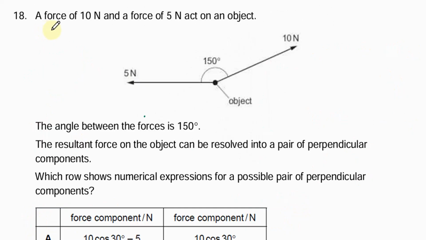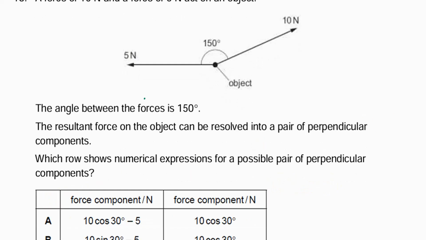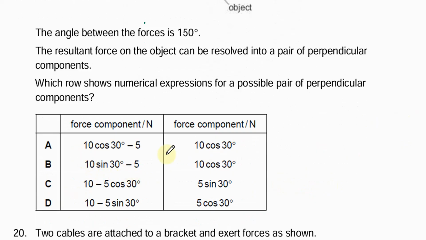Let's look at question 18. A force of 10 newtons and a force of 5 newtons act on an object. So 10 newtons and 5 newtons. The angle between the forces is 150 degrees. The resultant force on the object can be resolved into a pair of perpendicular components. Which row shows numerical expressions for a possible pair of perpendicular components? And we are given these options.